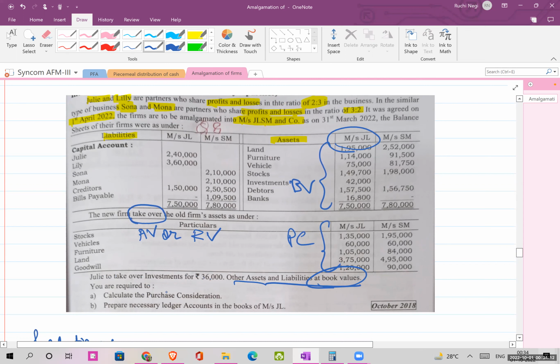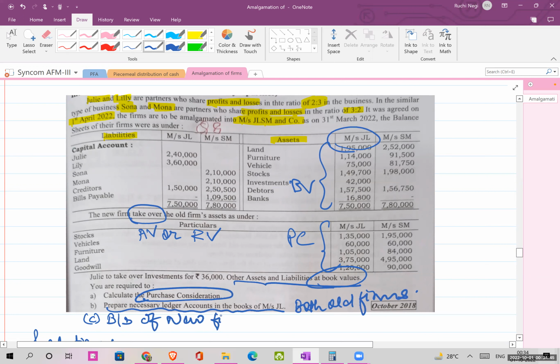You are required to calculate PC. तो आपको क्या find करना है? PC and prepare necessary ledger accounts in the books of Messrs. JL. But since it's your first sum, I will teach you to calculate PC and prepare necessary ledgers in both the firms, in both old firms. Okay, we will make ledgers of both the old firms and also we will make the balance sheet of the new firm. So we will be learning this.